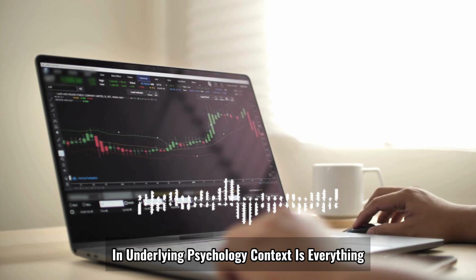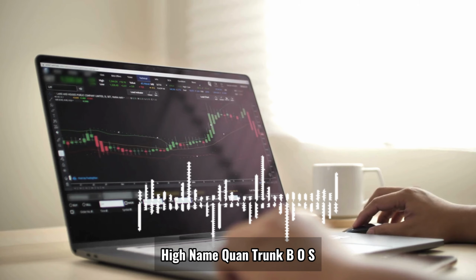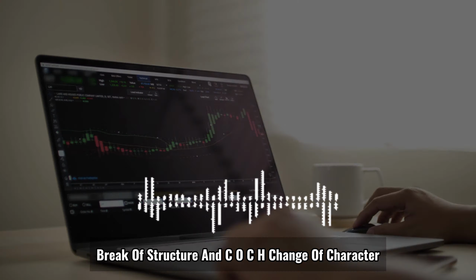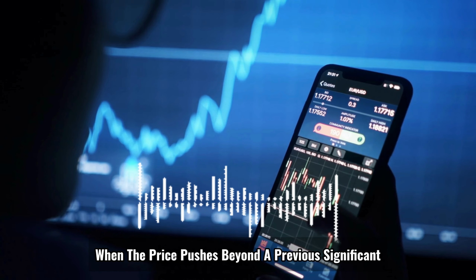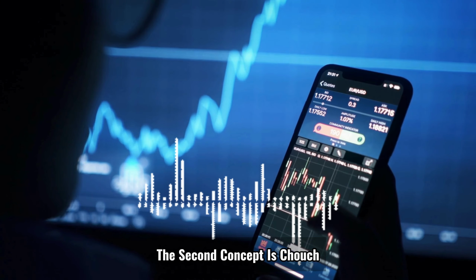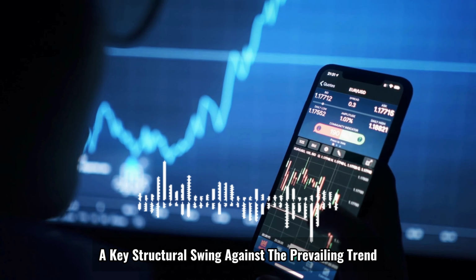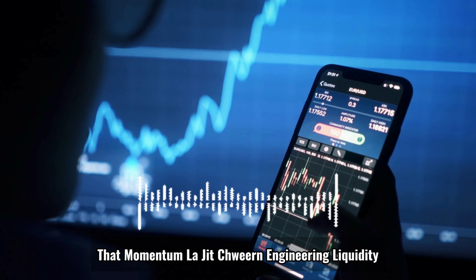Context is everything. To understand this context, the research introduces BOS, break of structure, and CHoCH, change of character. A break of structure occurs when the price pushes beyond a previous significant swing high or swing low. The second concept is CHoCH, which happens when the price breaks a key structural swing against the prevailing trend. It acts as an early warning system that momentum is shifting.